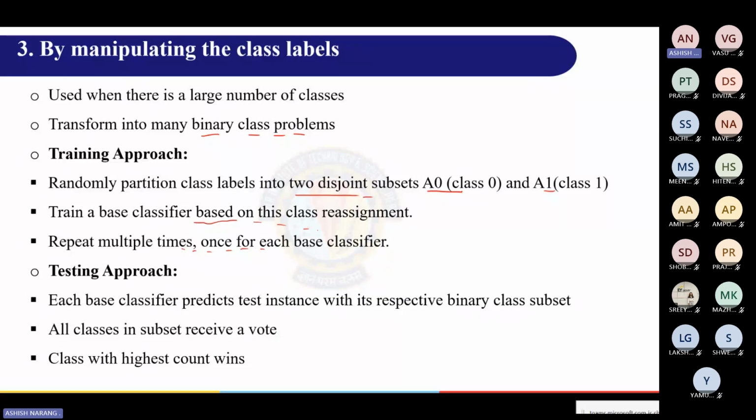So each base classifier is going to predict a test instance with respect to its binary class subset, and all classes in the subset receive a vote. The class with the highest vote wins.